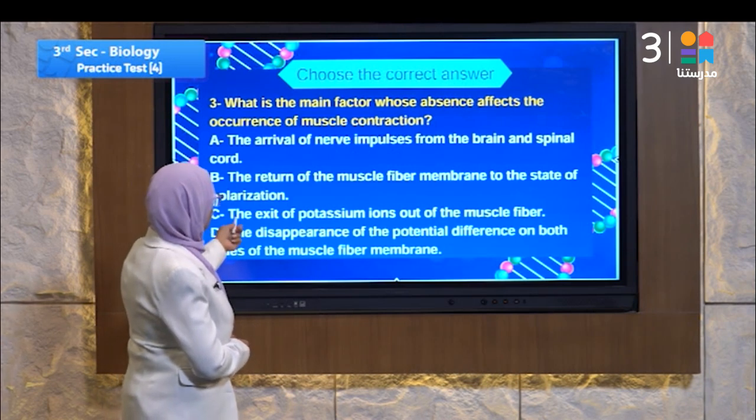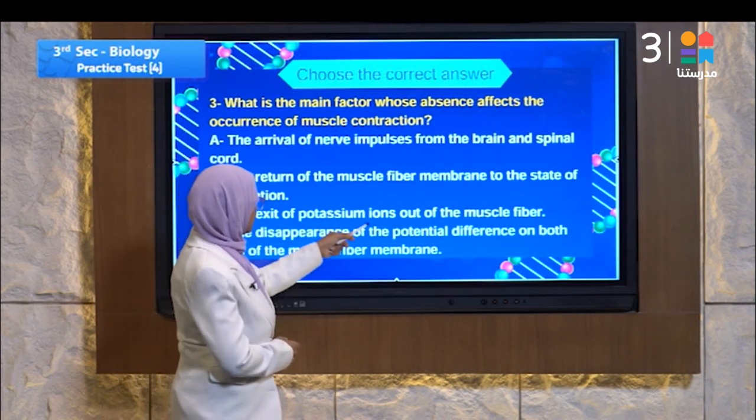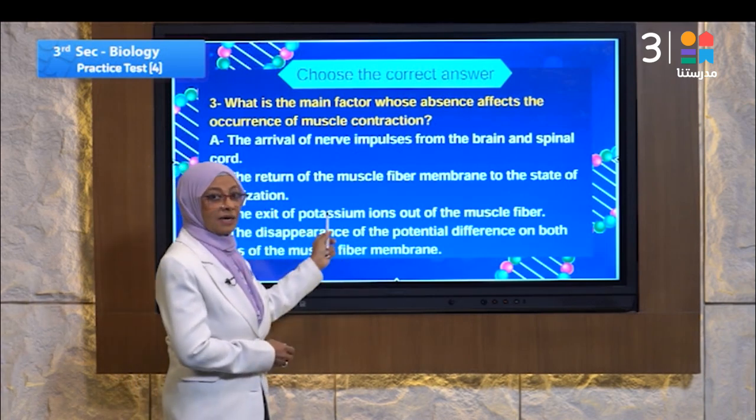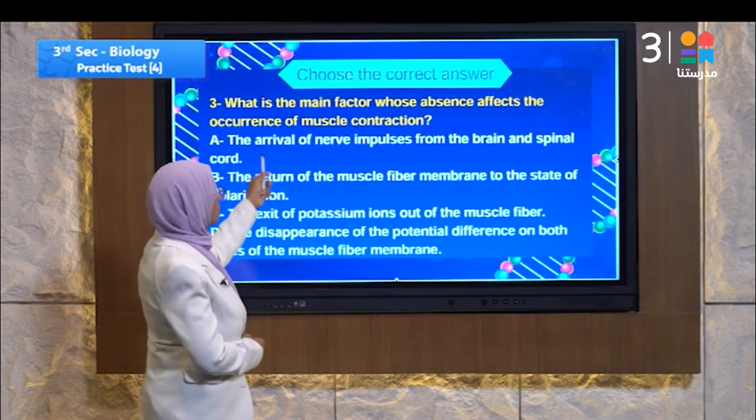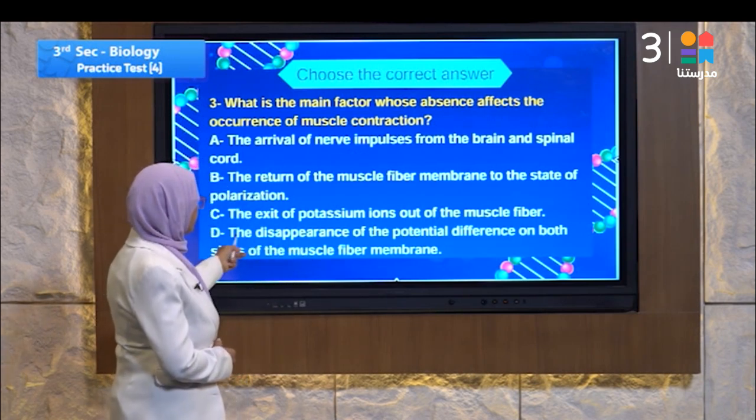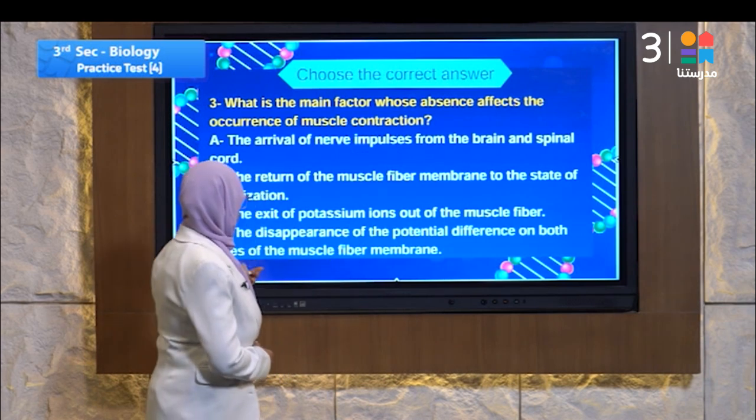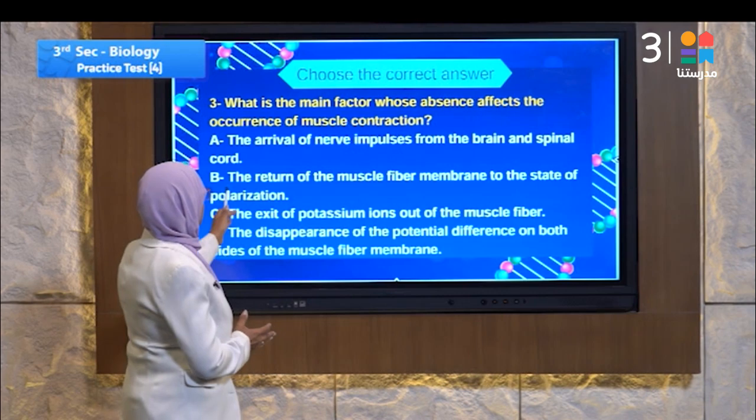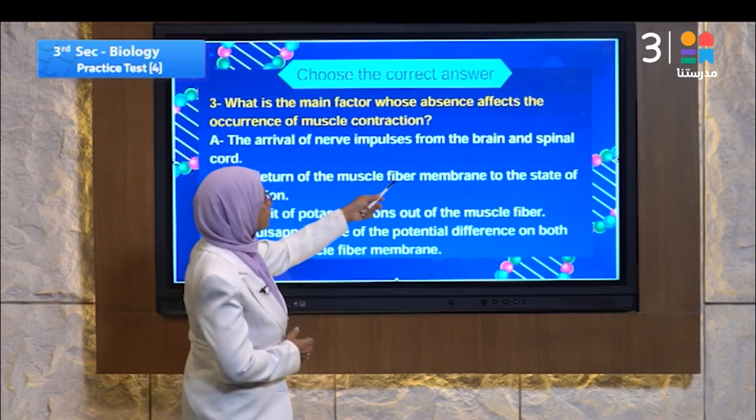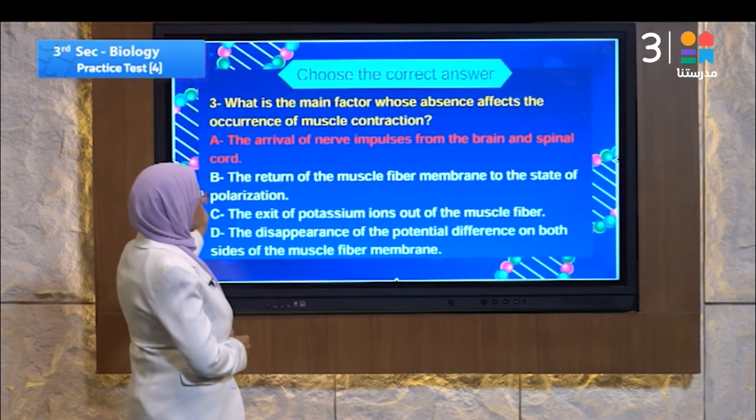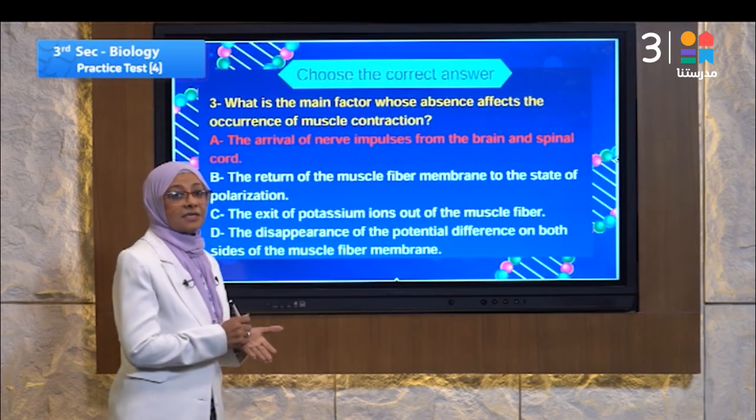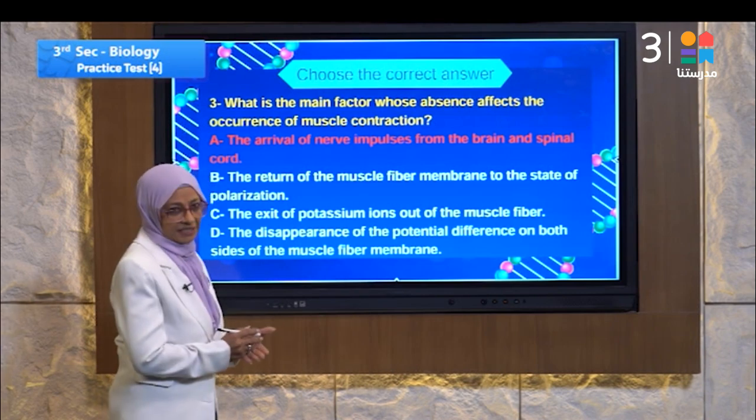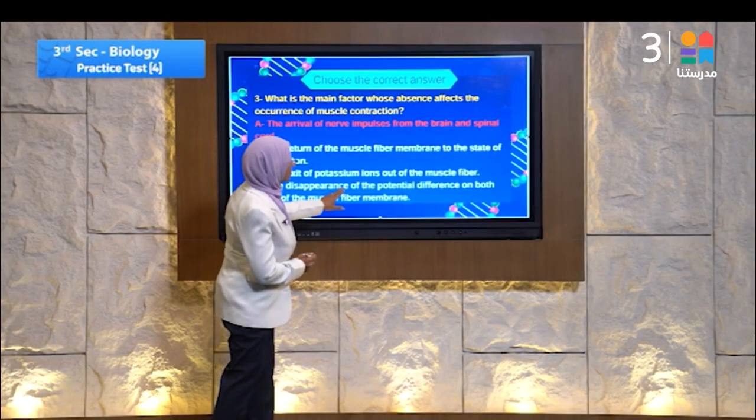Number C, the exit of potassium ions out of the muscle fiber. The potassium ions affect the contraction. Let's go. D, the disappearance of the potential difference on both sides of the muscle fiber membrane. The answer must be number A. A, the arrival of nerve impulse from the brain and the spinal cord will be the answer. Will its absence affect the muscle's contraction? It will affect. Let's go to question number 4.